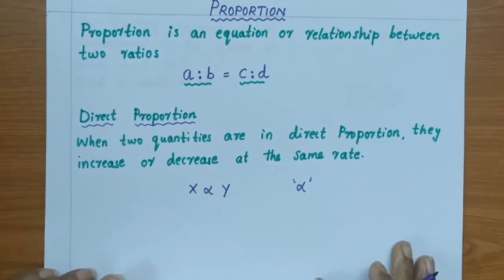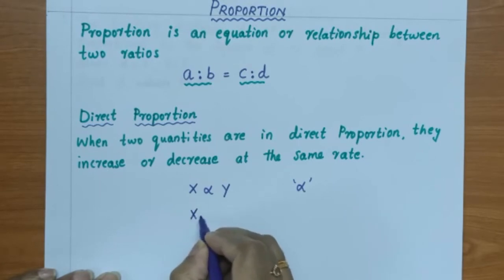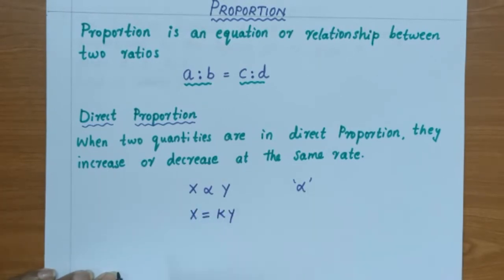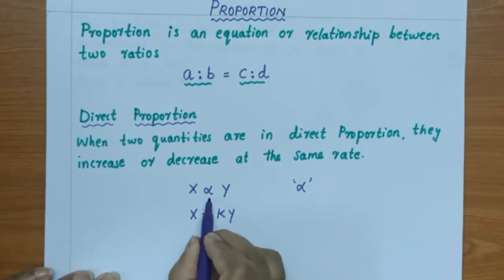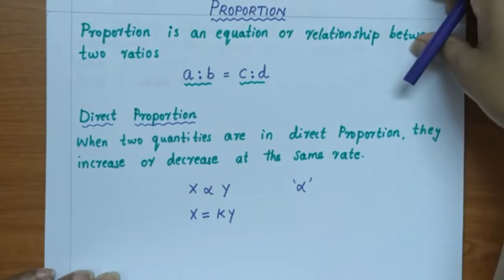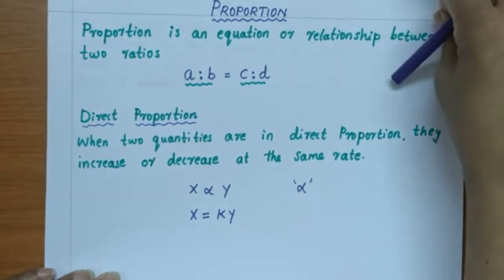So when we are removing the proportionality symbol, that means x equal to ky. k is a constant. When x increases, y also increases.